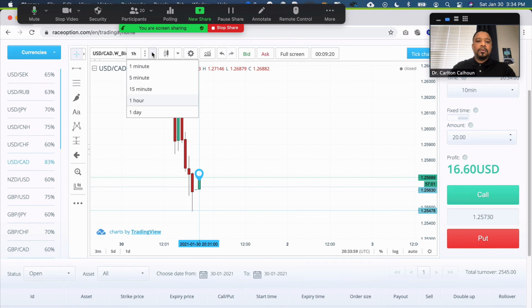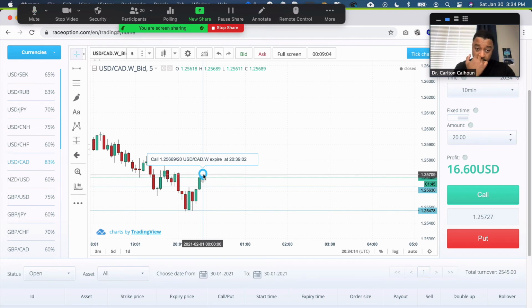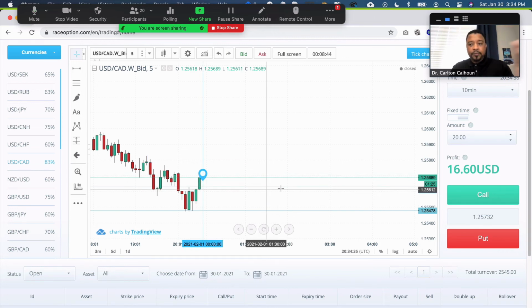So let's go down to the 5. See that rejection, that push up? So my expiration is at 2039.02. On the tick graph, you can see where it expires. On here, at least I don't know yet. You can't see where it expires. Oh yes, you can. Here it is down here.